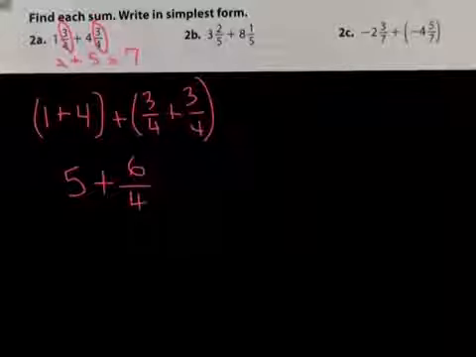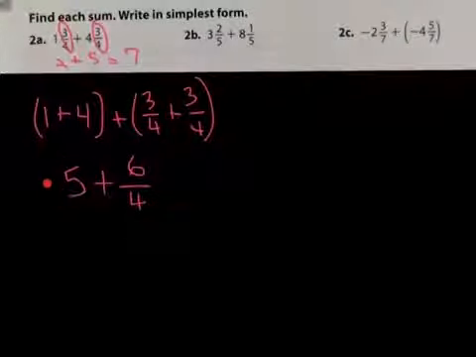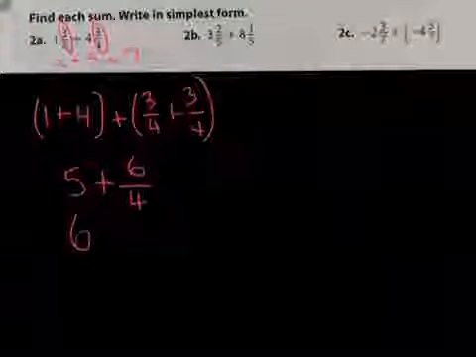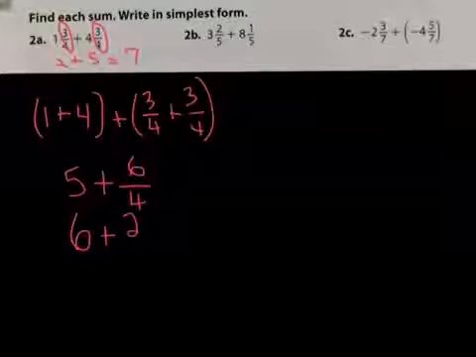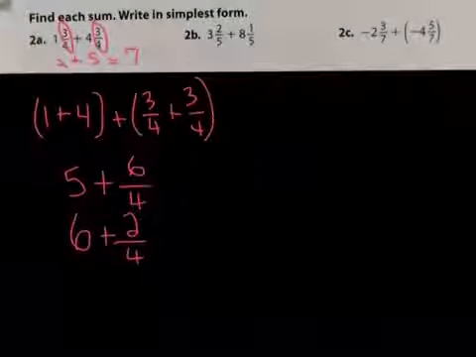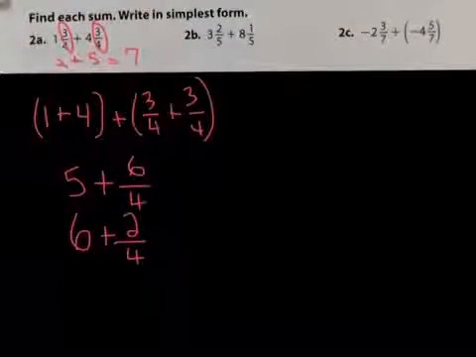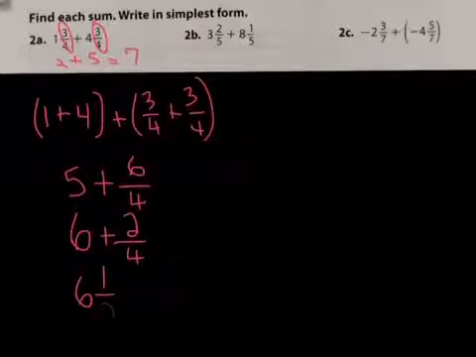So I have 5 plus 3/4 plus 3/4, which is 6/4, which tells me I have a whole one here. So I'm going to take this whole one and add it here. So that makes it 6. And what do I have left over? I have plus 2/4, right? And that's 6 1/2, because 2/4 is a half. And there you have it.